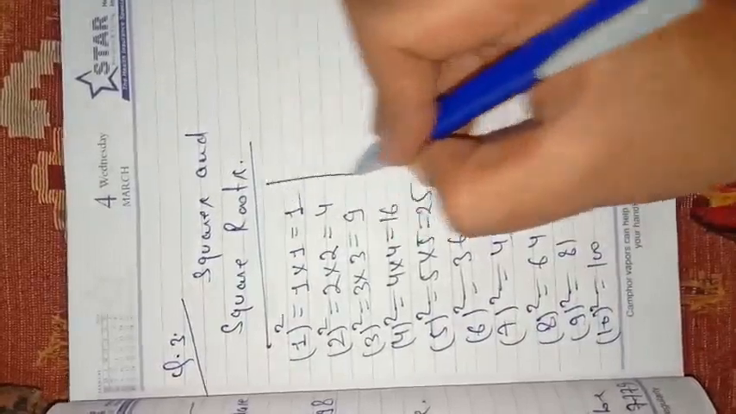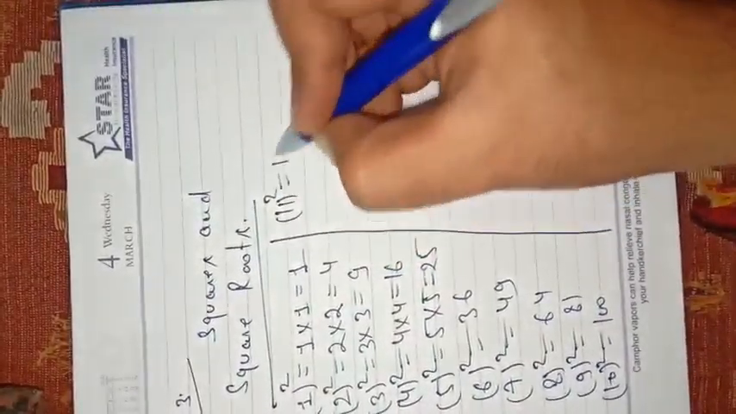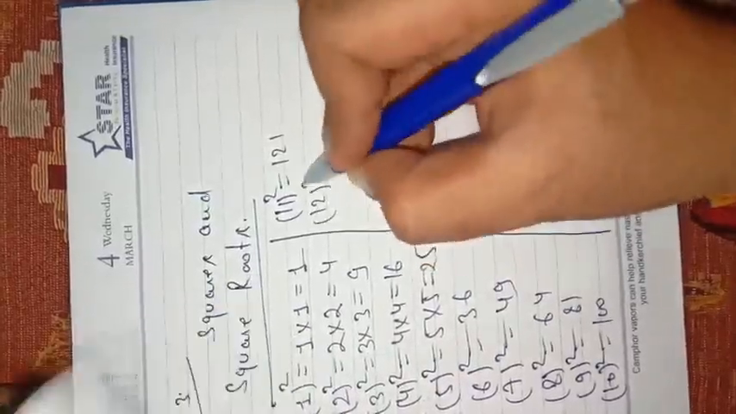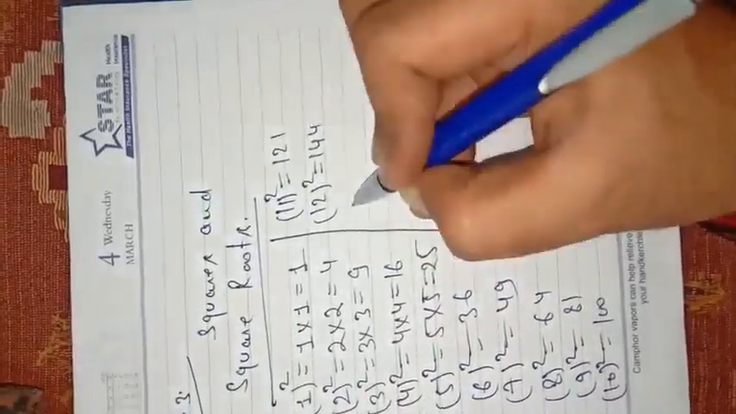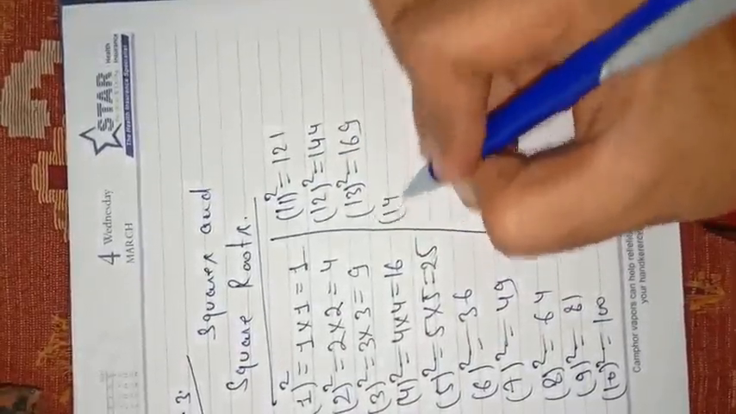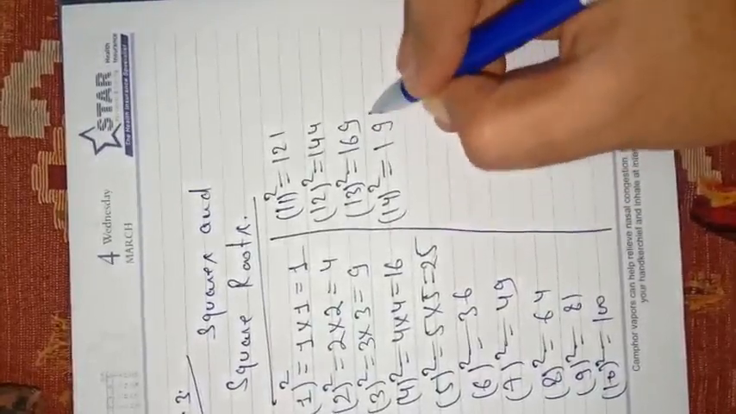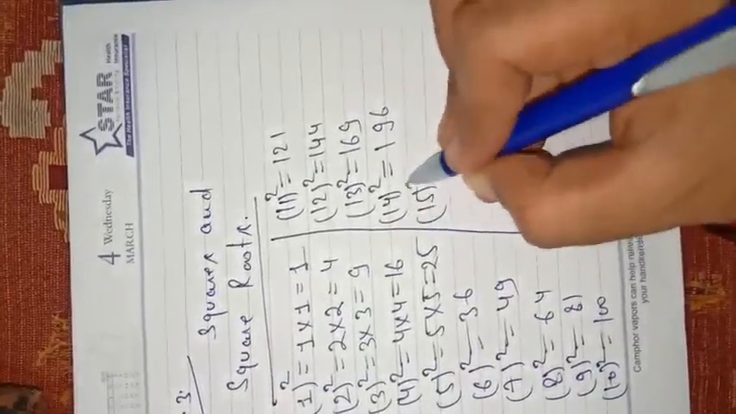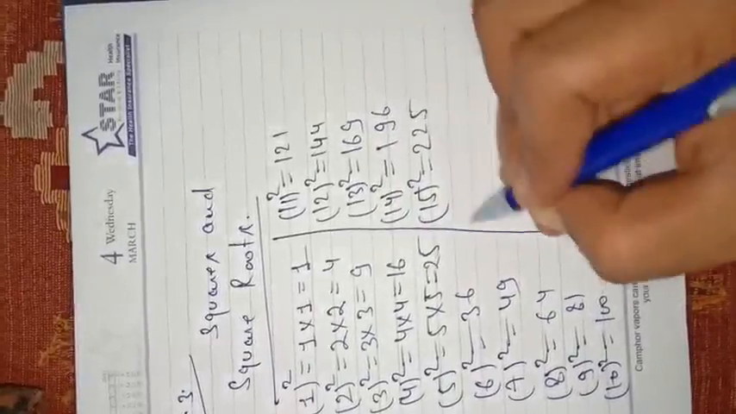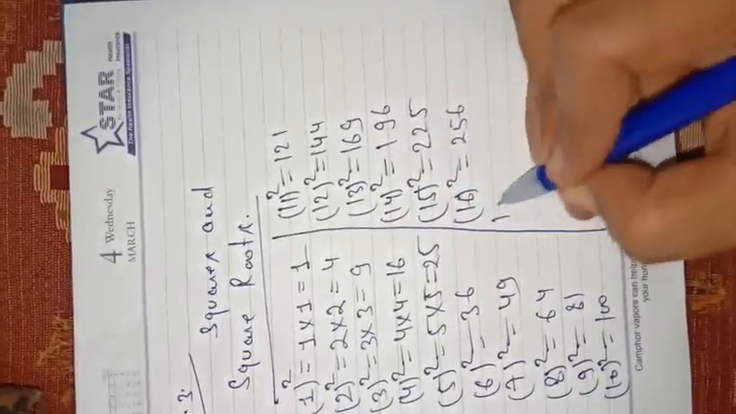11 square will be how much? Your memory should be good. 11 square is 121. 12 square is 144. 13 square is 169. 14 square is how much? You should remember this, that is 196. So 15 square is 225. 16 square is 256. 17 square is 289.